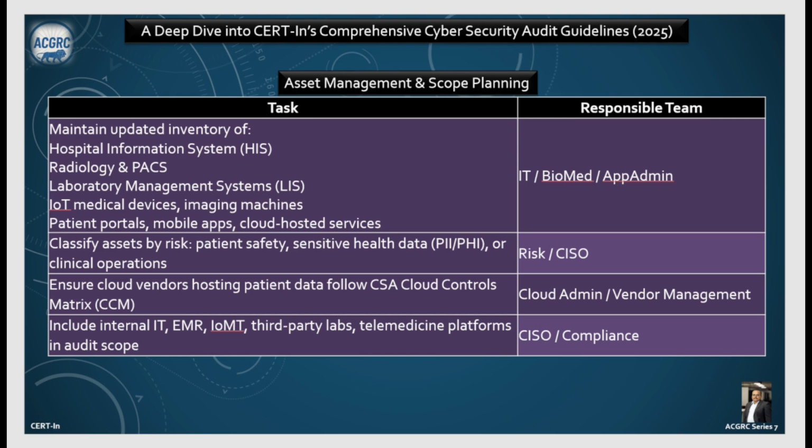Step 3 is to ensure cloud vendors hosting patient data follow the CSA Cloud Control Metrics or CCM. This should be driven by the cloud admin head or vendor management head or the teams or the leads of that team. Step 4 is to include internal IT, EMR, IOMT, third party labs, telemedicine platforms in the audit scope, primarily driven by the compliance lead and CISO.